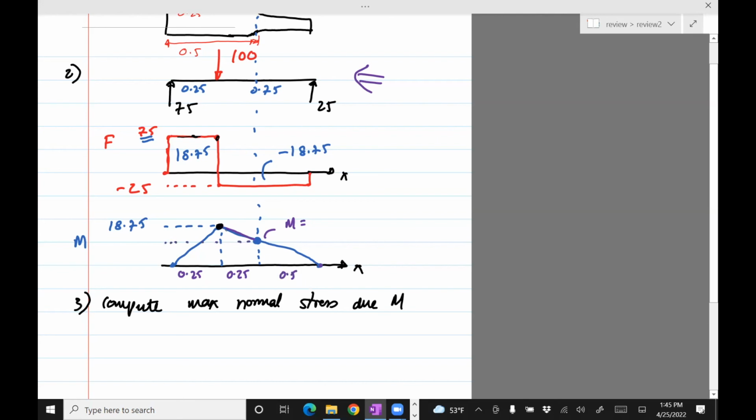So it's a matter of using the straight line formula and figuring out the moment M at this point. I will not do that here. It's basically trigonometry, and it comes out to be 12.5.